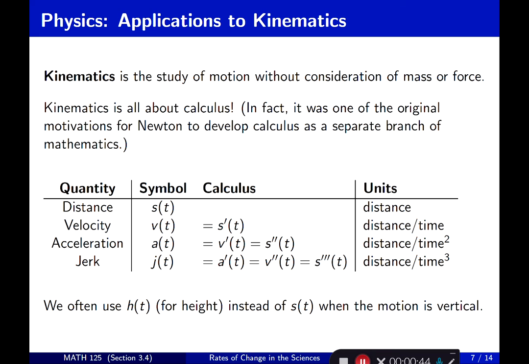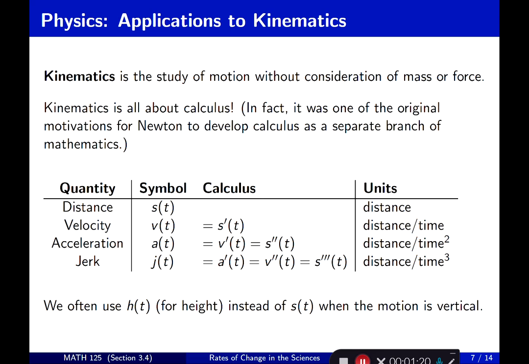Quantities such as distance, velocity, acceleration, and jerk are related as follows. First of all, let's put a symbol for each one of them: distance S of t, velocity V of t, acceleration A of t, and jerk J of t. So velocity is S prime of t, and A of t is V prime of t, equal to S double prime of t.